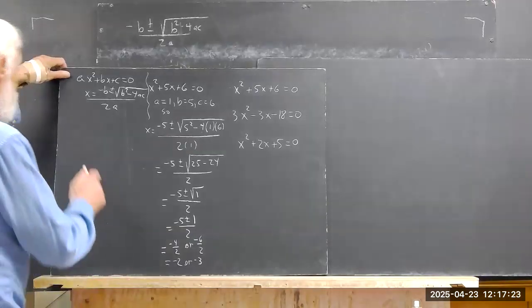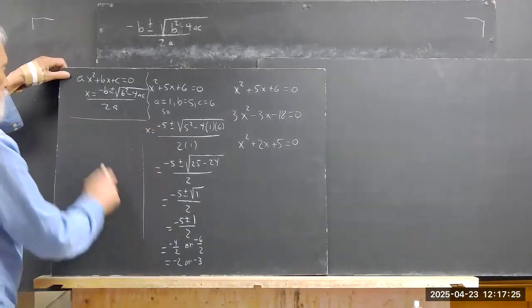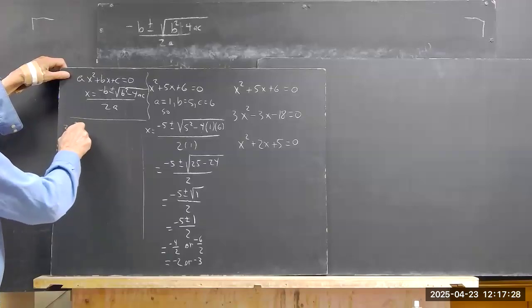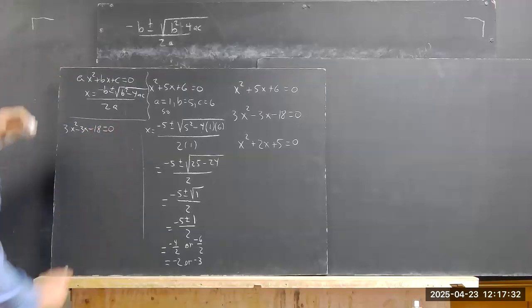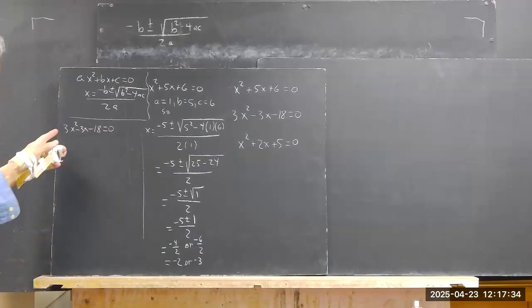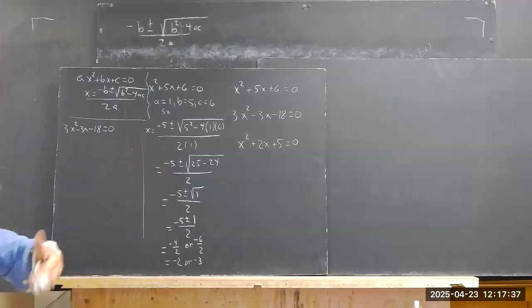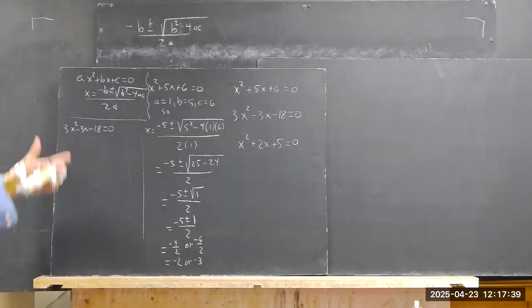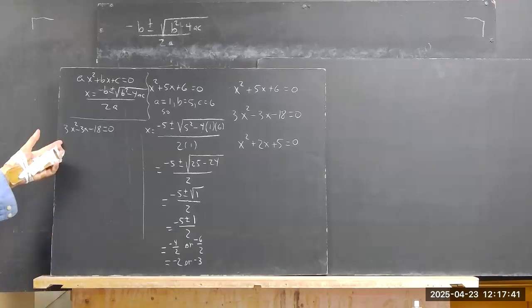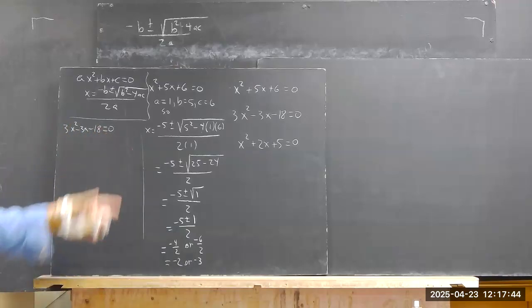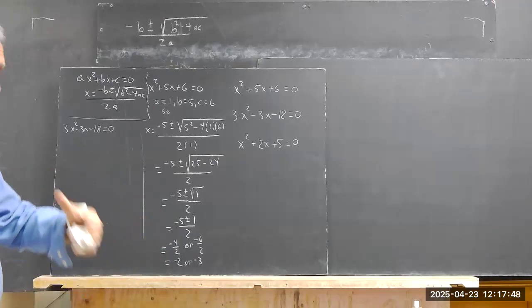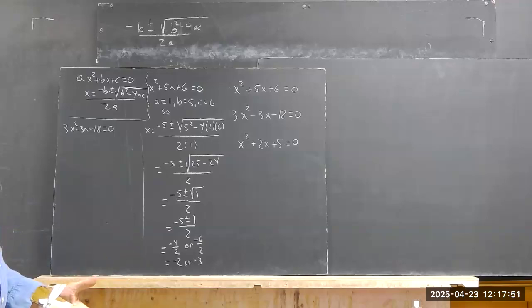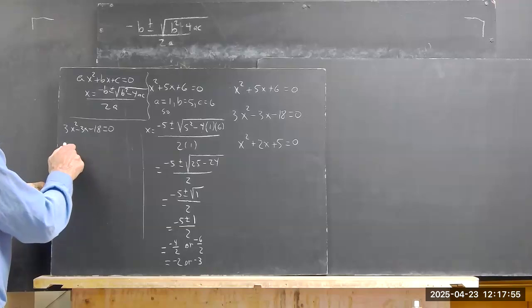Okay, and then we've got our 3x squared minus 3x minus 18 equals 0. Incidentally, you might notice you can factor 3 out of this. 3 is a common factor, and you can reduce the numbers a little bit, because if you divide both sides by 3, you don't change the solutions. So you could do that, and it's one of the things sometimes you want to look for, but I'm not going to stress it right now. I'm going to use the quadratic formula.